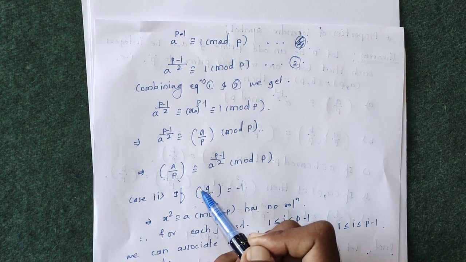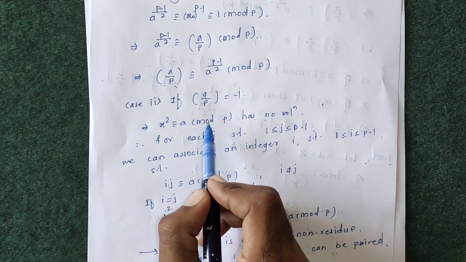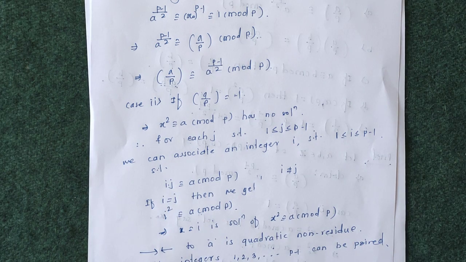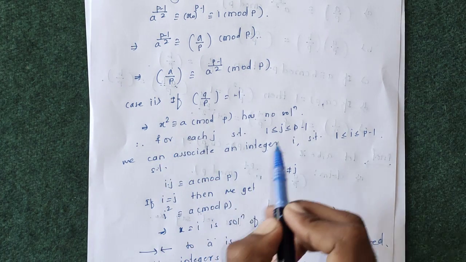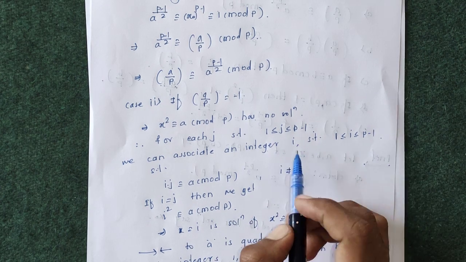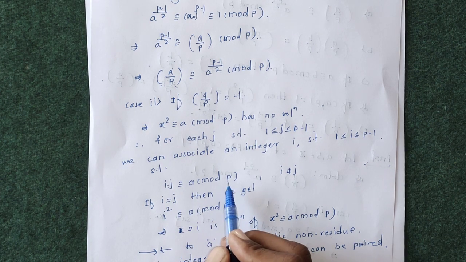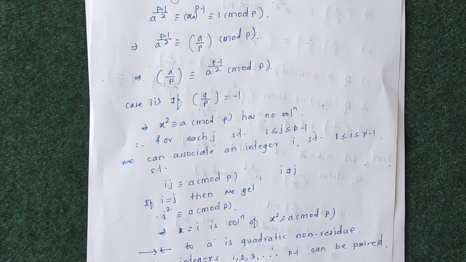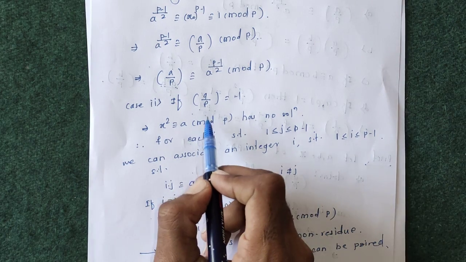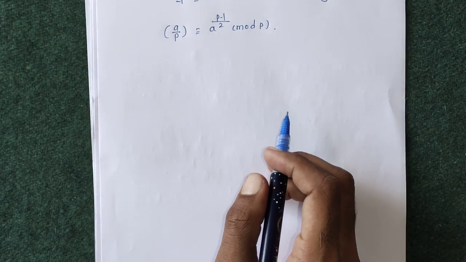So, Legendre symbol of a and p is equal to a raised to p minus 1 by 2 under modulo p. In the second case, if the Legendre symbol of a and p is equal to minus 1, then we will prove this result similarly as we have proved in Wilson's theorem, pairing the integers between 1 to p minus 1, i and j, in such a way that they are not equal. Multiplying these pairings, these all p minus 1 by 2 congruences, we will get 1 into 2 into 3 up to p minus 1 is congruent to a raised to p minus 1 by 2 under modulo p, and here the Legendre symbol of a and p is equal to minus 1. So, writing the Legendre symbol of a and p instead of minus 1, we will get our result.